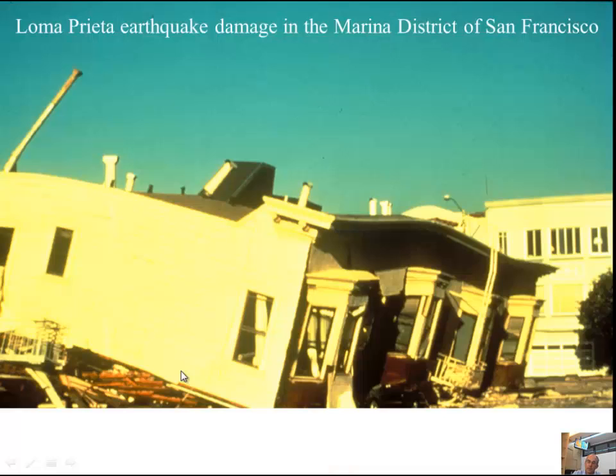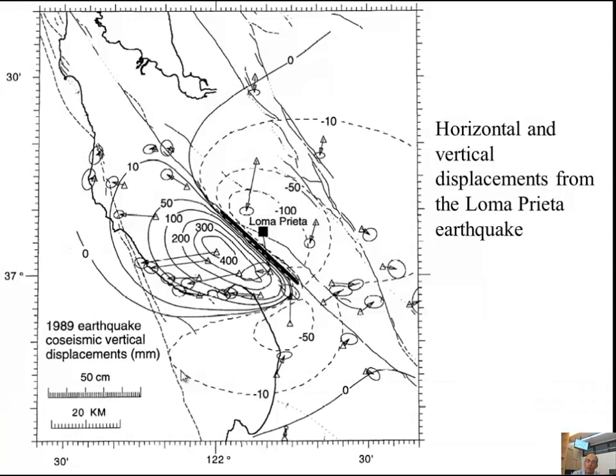Damage in San Francisco. So this is a model using a fully 3D dislocation. So this would be what we could do tomorrow afternoon with Coulomb. And what this shows is the contours show vertical, so how much it went up, and then this is 1989, so GPS is just being used at this time for the first time.